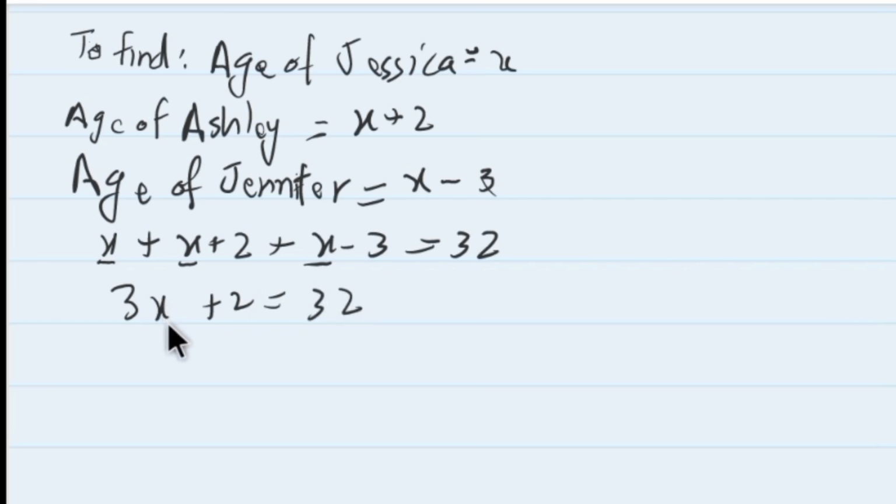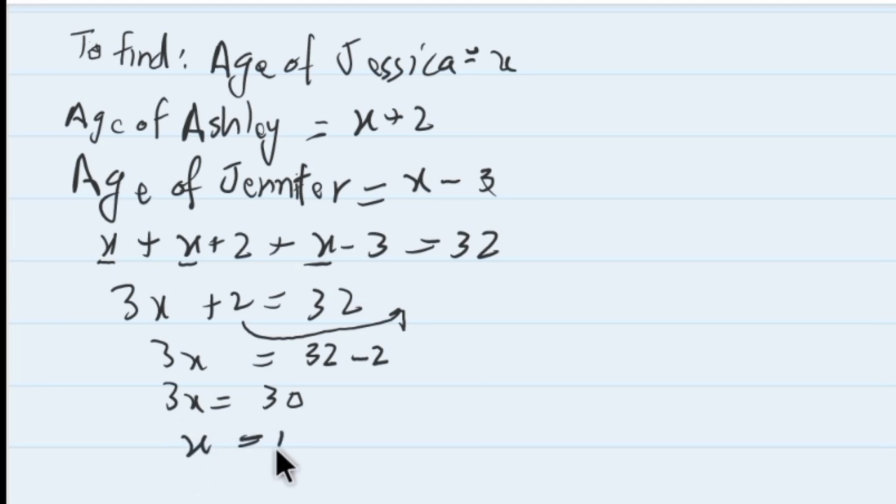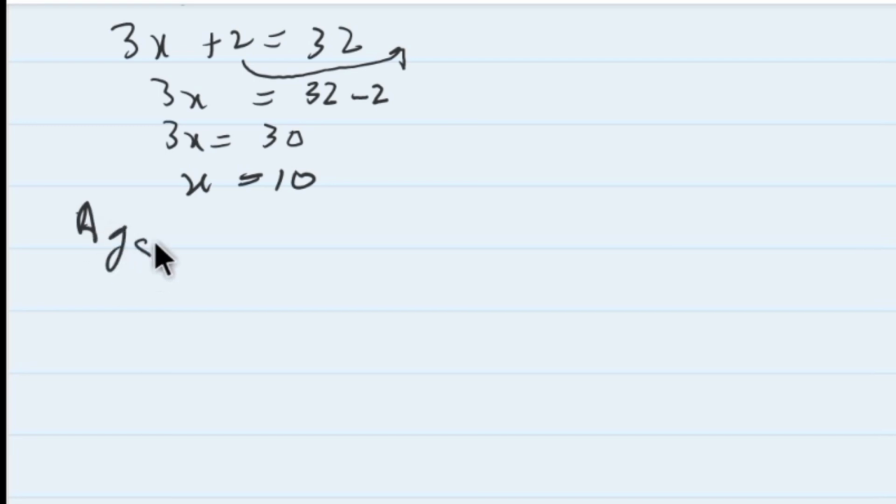Now we have to isolate x on one side of the equation. To do this, we will move 2 to the right hand side of the equation, and we will get 3x is equal to 32 minus 2. So 3x is equal to 30. If we divide both sides by 3, we will get x is equal to 10. So the age of Jessica is 10 years.